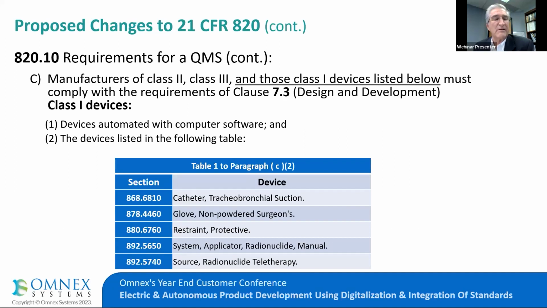Item C here: manufacturers of class 2 and class 3 and those class 1 devices identified below need to comply with the requirements of clause 7.3, which is design and development. The class 1 devices that need to comply are those with computer software and those 5 or 6 I've listed down here as a device: catheters, gloves, radionuclides, etc.